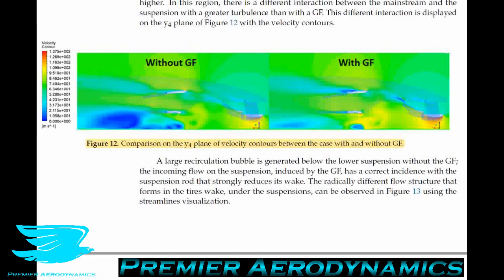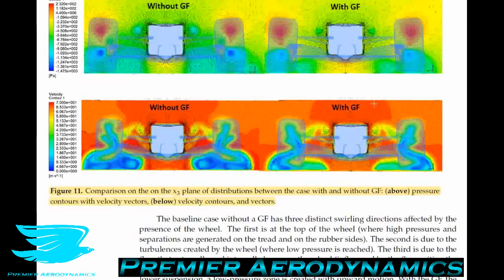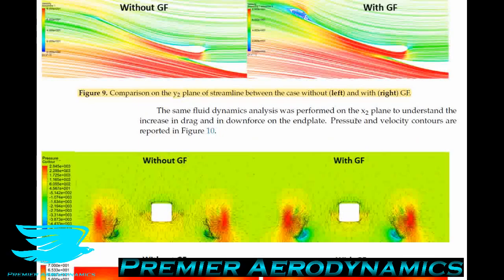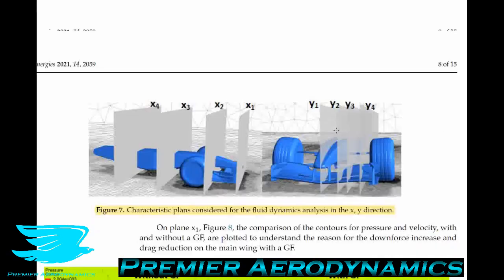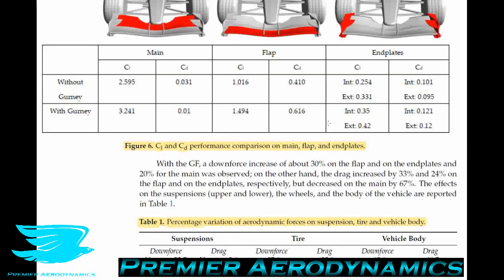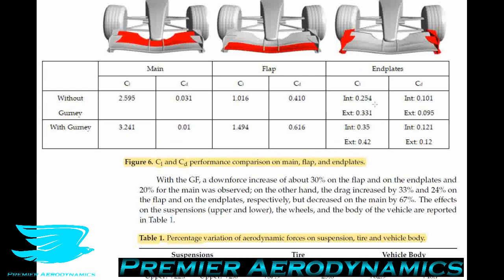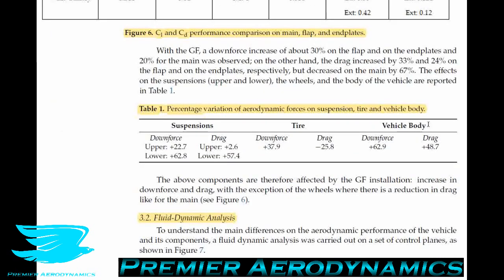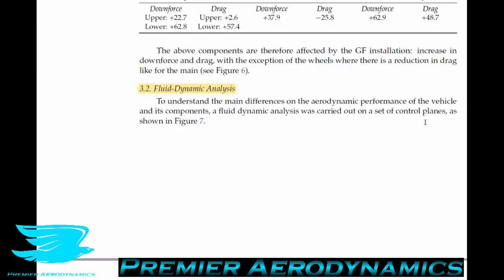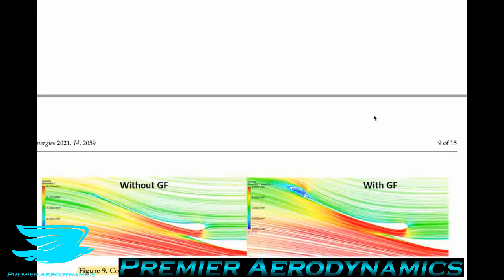So that is also an indication of why we get an increase in the drag for the flap and the end plates that we saw in podcast 1. So in podcast 1, we saw that the flaps and end plates do experience a significant increase in the downforce, but that comes at a cost. The drag is always increased by anywhere between 20% and 50%, and this is one reason for that.